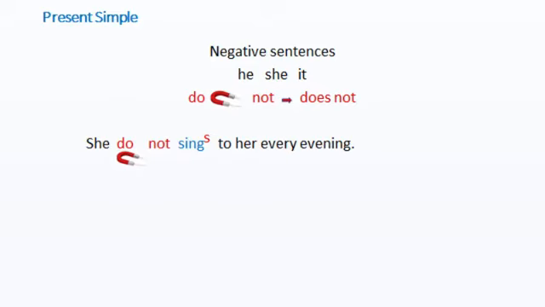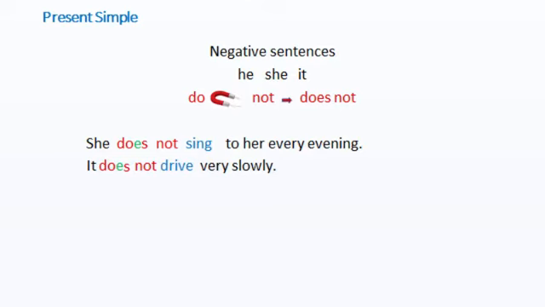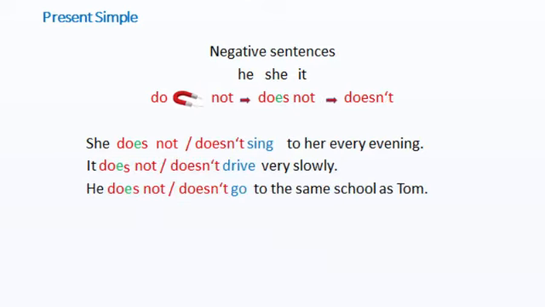Again, we have to be careful with the third person singular, he, she, and it. As we remember now, the verb do is magnetic and attracts what we have put to the main verb. So, do not now becomes does not, or in short, doesn't. So the examples now go: she does not or doesn't sing to her every evening. It does not or doesn't drive very slowly, and he doesn't go to the same school as Tom.